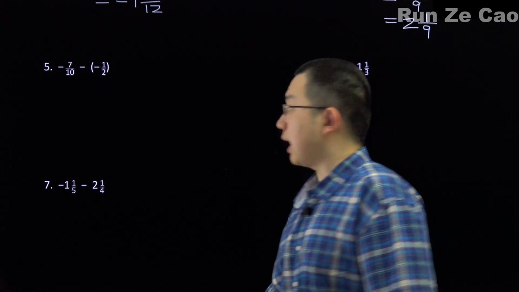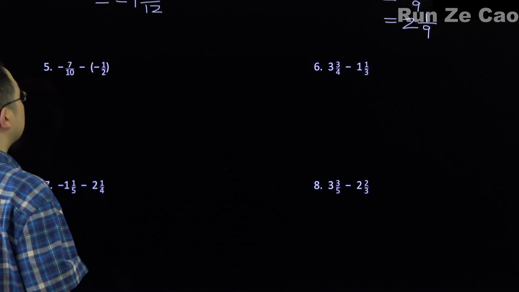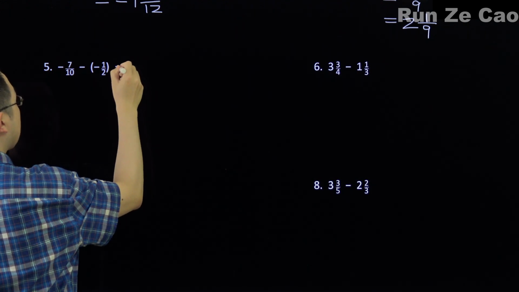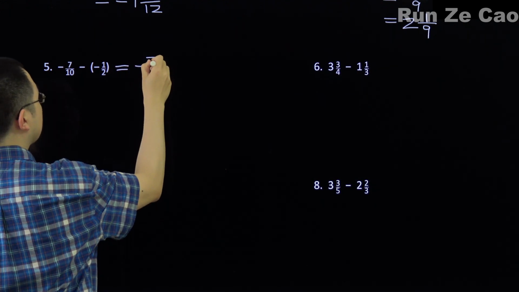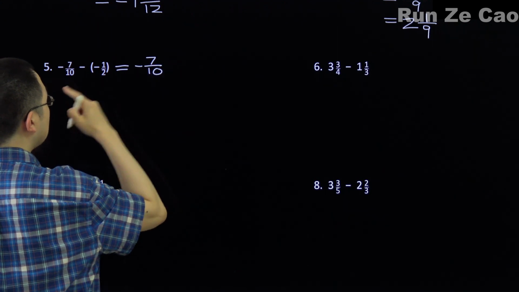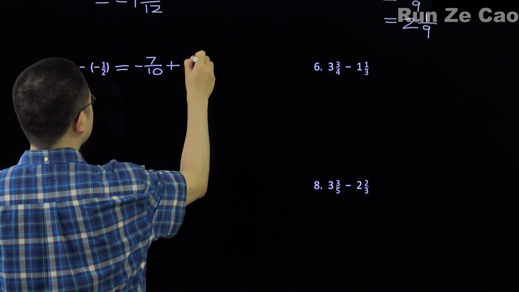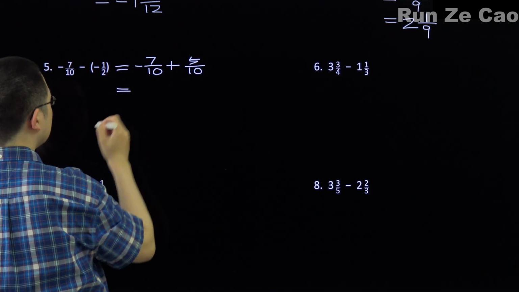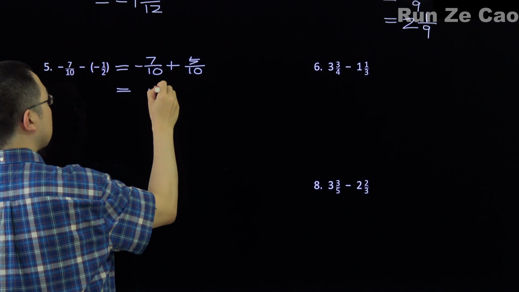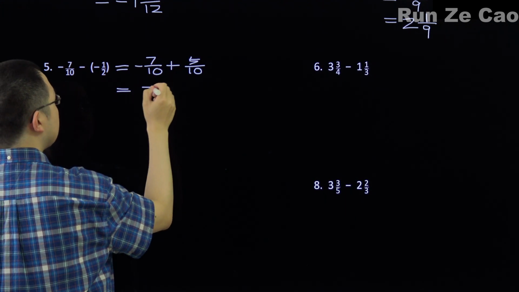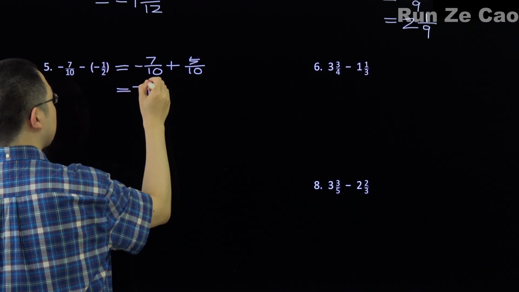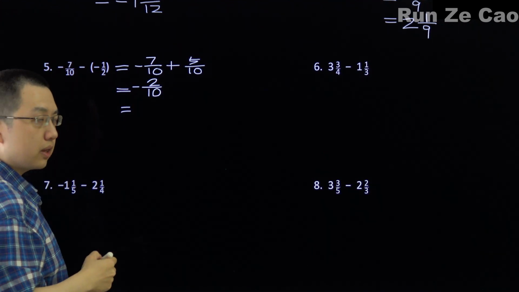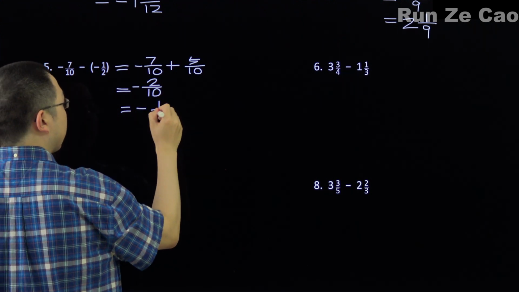Negative 7 over 10 minus negative 1 over 2. Well, the lowest common denominator is going to be 10. So negative 7 over 10 plus 5 over 10. So that's going to be negative 2 over 10. Or you can just go with negative 1/5.